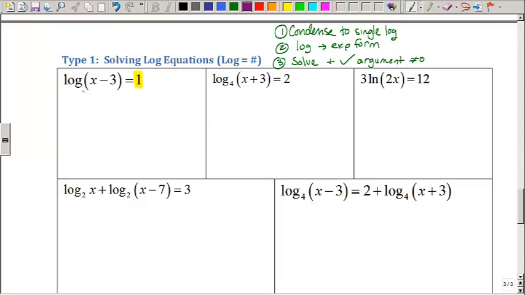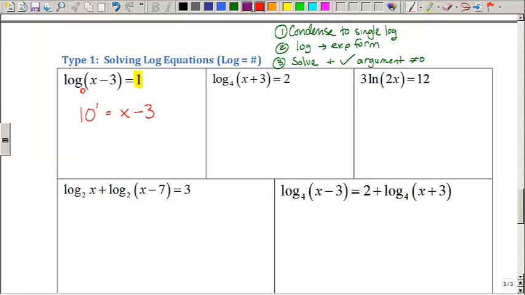So our first problem already is a single log equals a number. So step 1 is already completed for us because I've isolated the constant term. Step 2 says we change the equation from log form to exponential form. So my base is an invisible 10 here, so I'm going to rewrite this equation as base 10 raised to the 1 power because the argument and the exponents are changing sides here. So 10 to the 1 equals x minus 3.